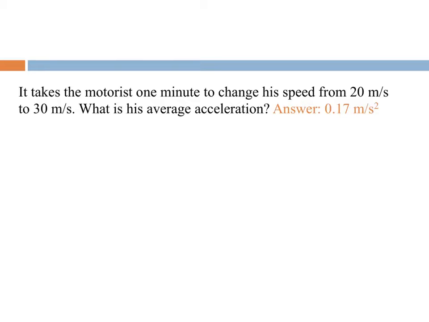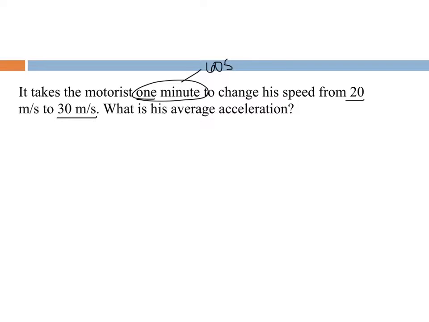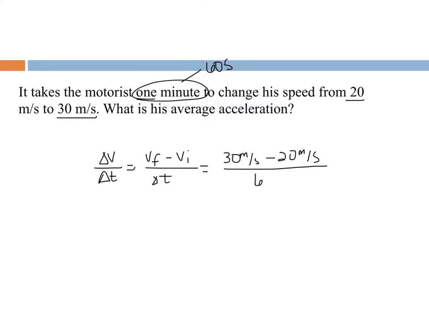Your final answer should have been 0.17 meters per second squared. To get this, we simply get the change in velocity over our change in time. So final velocity minus initial velocity. In this case, it is 30 meters per second minus 20 meters per second divided by the time it takes to change, 60 seconds. You should have gotten 0.17 meters per second squared. Always double check your units.